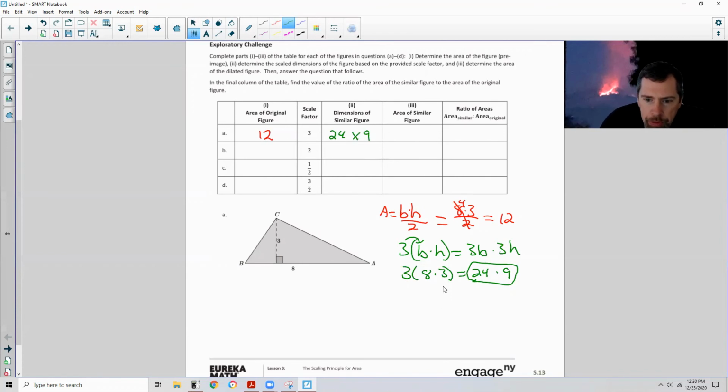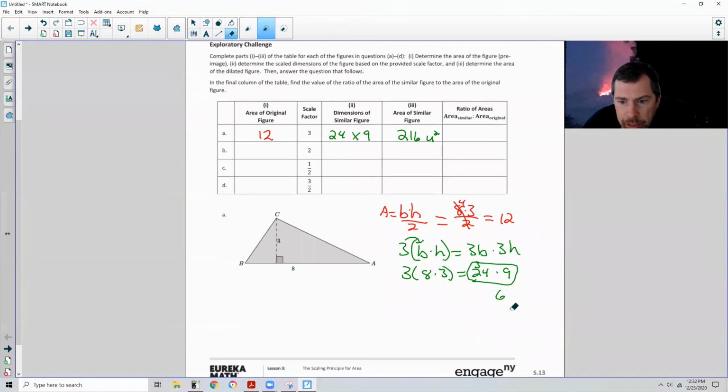The area of the similar figure is therefore 24 times 9, which is 240 minus 24, 216. The area of the similar figure is 216 units squared. Did I do that right? 9 times 4 is 36. Carry the 3. 9 times 3 is 27. 27 plus 3 is 30. No, hang on. What am I doing?